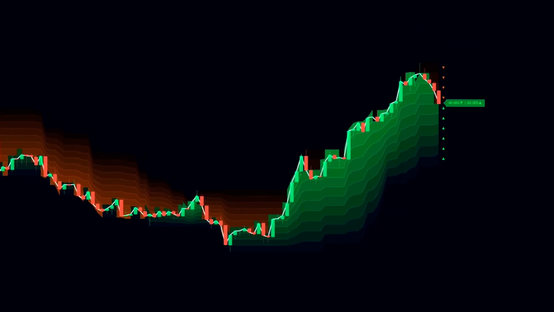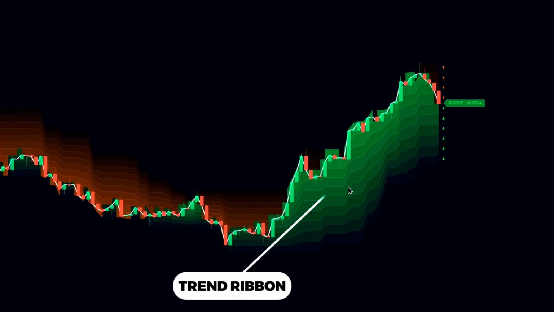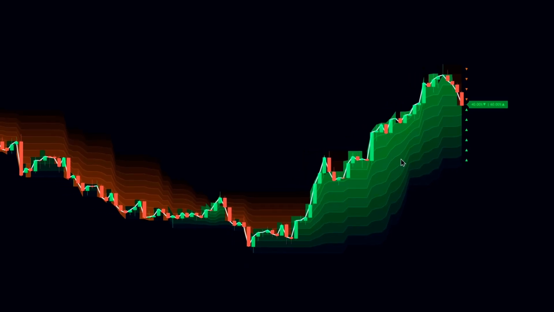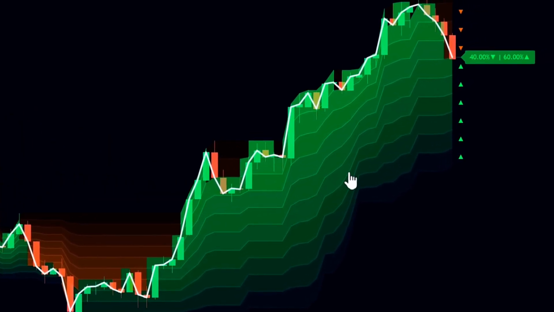First, looking at this indicator, you'll notice there's a trend ribbon that changes color between orange for a bearish trend and green for a bullish trend. Zooming in, you can see it's split into 10 predefined levels, labeled from level 1 up to level 10. These levels are super helpful when figuring out the strength of the trend.